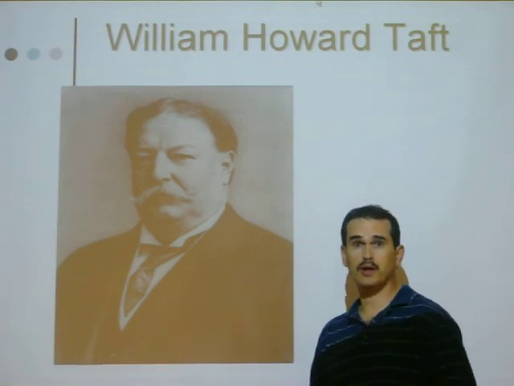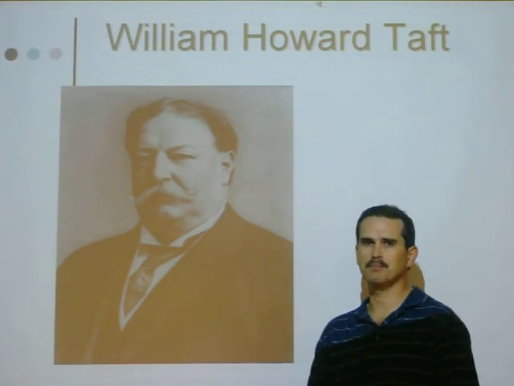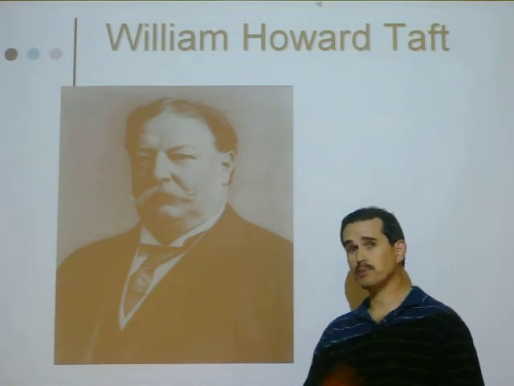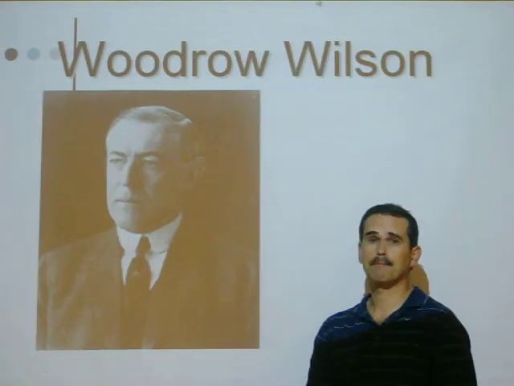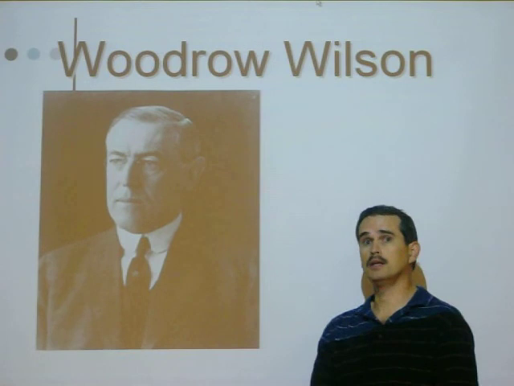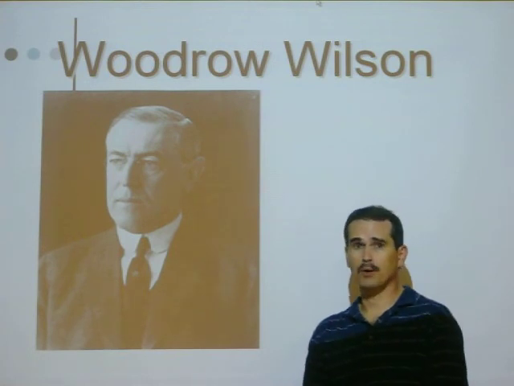Instead, Roosevelt's going to form the Progressive Party, the Bull Moose Party, to challenge him. And these split Republican votes will end up resulting in a Democrat, the first one in a number of years, first of the 20th century, coming into power.